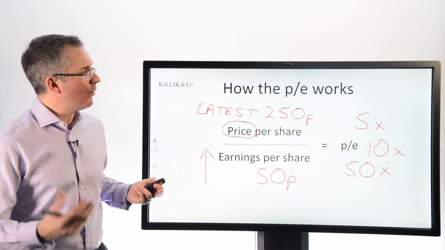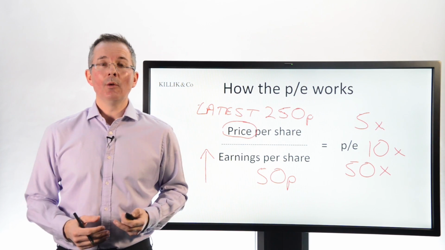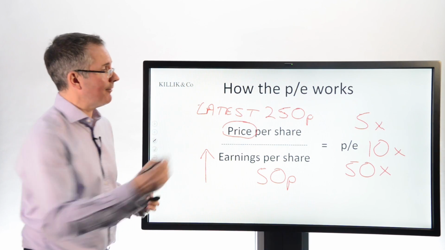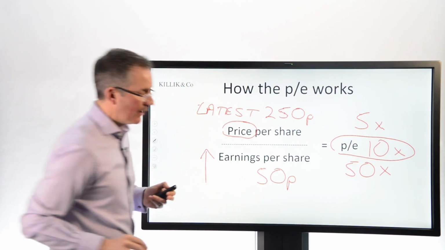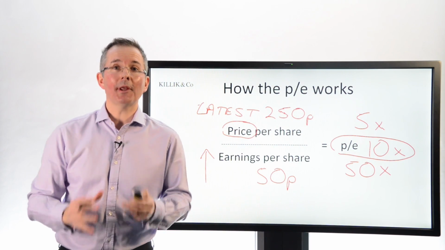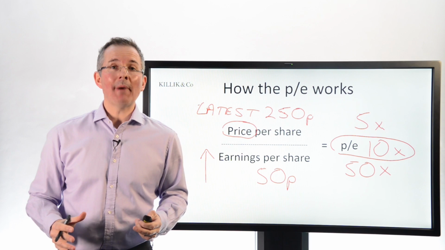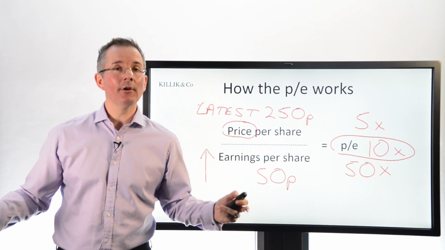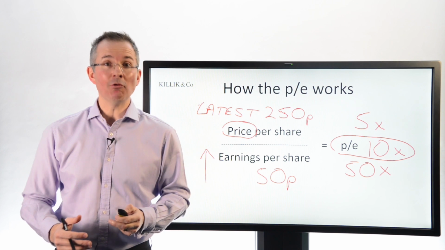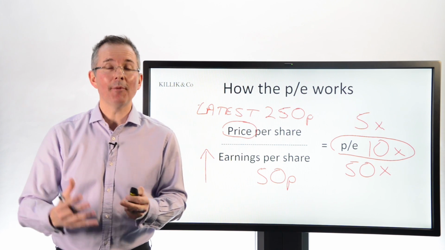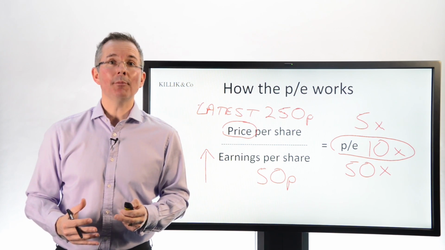Now, how do I know if a PE ratio is high or low? We need to compare it to something. So if a company, for example, has a PE multiple of 10, take the middle one, what would I do there? Well, perhaps I could compare it to other companies in the sector. Perhaps I could compare it to the FTSE 100. So if the FTSE 100 had a PE multiple of, say, 13, 14, 10 would be relatively, and that's what it's all about with PE multiples, relatively cheap.